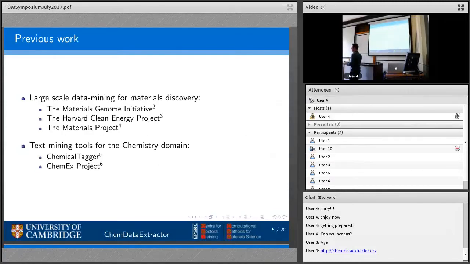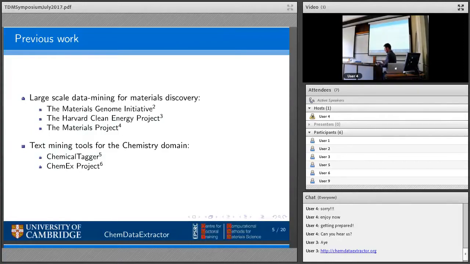So large-scale data mining for materials discovery, although relatively new, has been quite extensively studied by a few initiatives and projects. It was paved the way by the Materials Genome Initiative, which led to the two big projects: the Harvard Clean Energy Project, which looked at trying to discover new materials for organic photovoltaic solar cells, and the Materials Project, which did a very similar thing, but looking at battery materials in particular. And they had a relatively large amount of success. The text mining tools for the chemistry domain vary from ChemicalTagger, which Peter Murray-Rust talked about this morning, and the ChemX project, which was, as far as I understand it, an extension to the ChemicalTagger project.